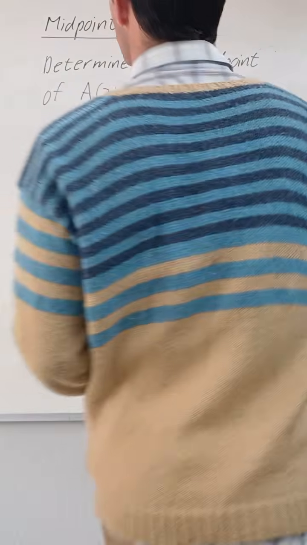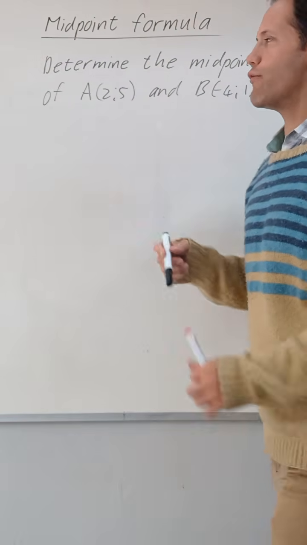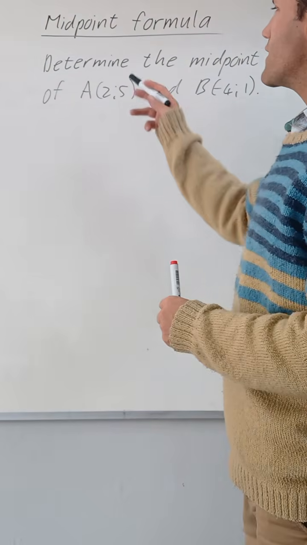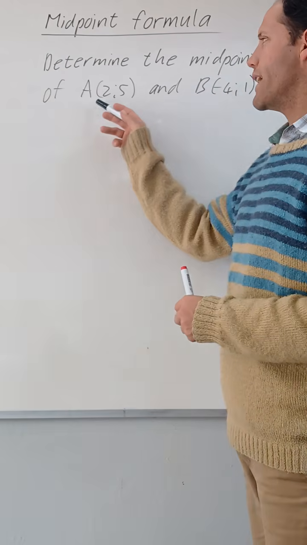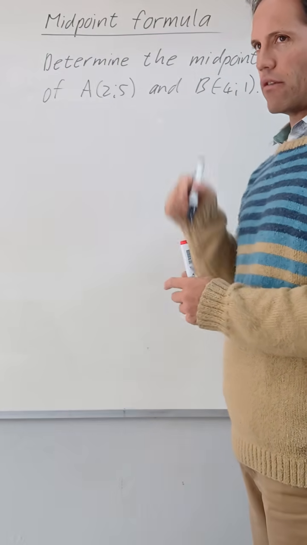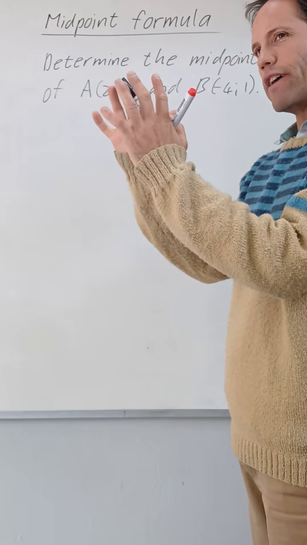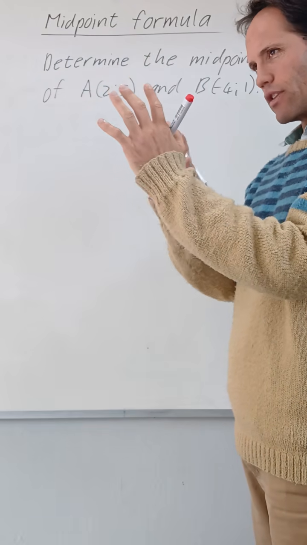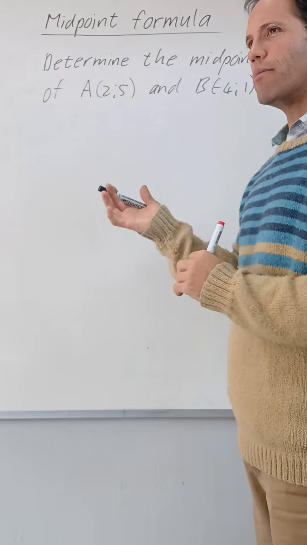So with the midpoint formula, if it says determine the midpoint of A, 2 and 5, and B, negative 4 and 1, the middle, you add the two x values, divide by 2, you get the middle. Same as with the median.